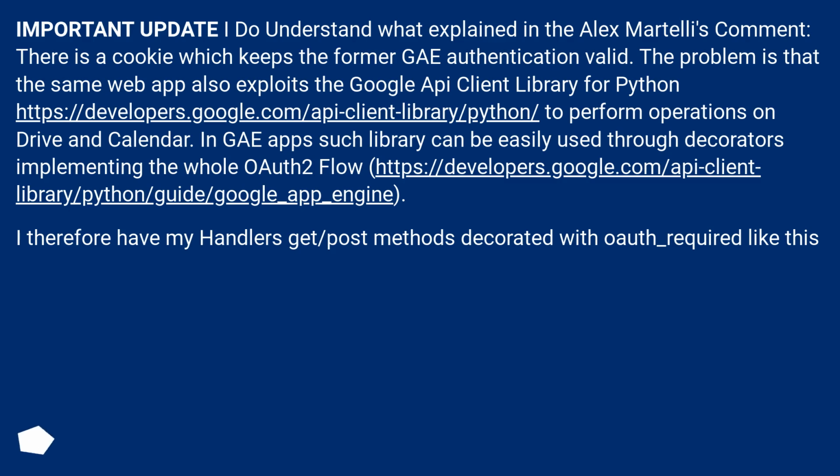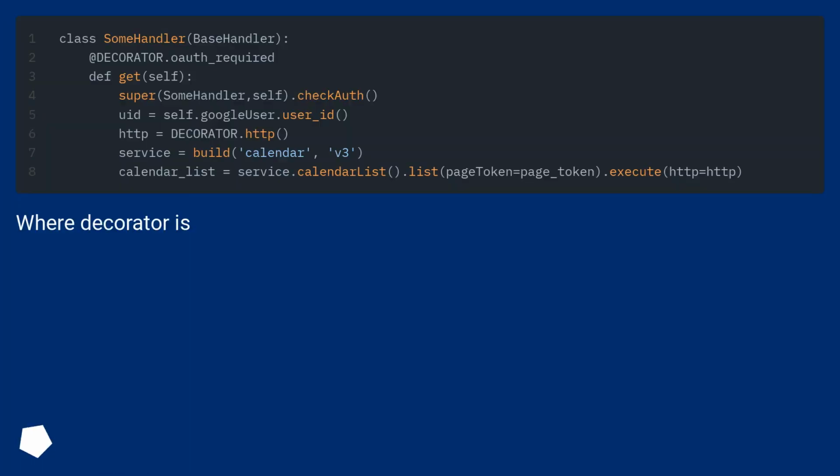Important update. I do understand what is explained in Alex Martelli's comment. There is a cookie which keeps the former Google authentication valid. The problem is that the same web app also exploits the Google API client library for Python, to perform operations on Drive and Calendar. In Google App Engine, such a library can be easily used through decorators implementing the whole OAuth2 flow. I therefore have my handlers' get/post methods decorated with auth_required like this. Where decorator is.